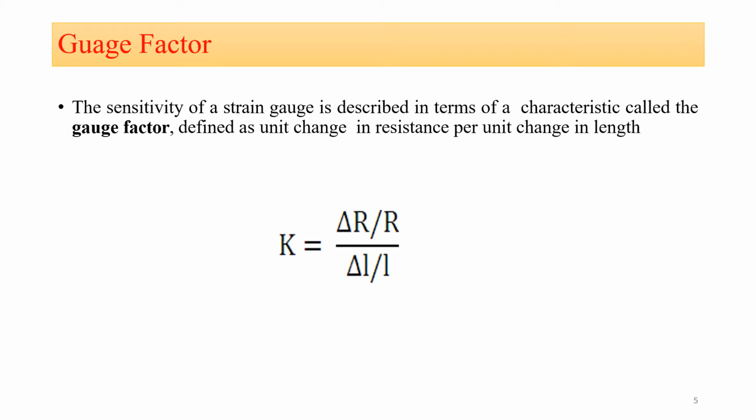Where R is the resistance of the gauge wire, which is in ohm. Similarly, del R is the change in resistance of the wire, which is in ohm. L is nothing but the length of the gauge wire in unstressed condition, which is in meter, and del L is the change in length of the wire when it is stressed, that is when the force is applied, and the unit for del L is again meter. This is how to calculate the gauge factor of any strain gauge.